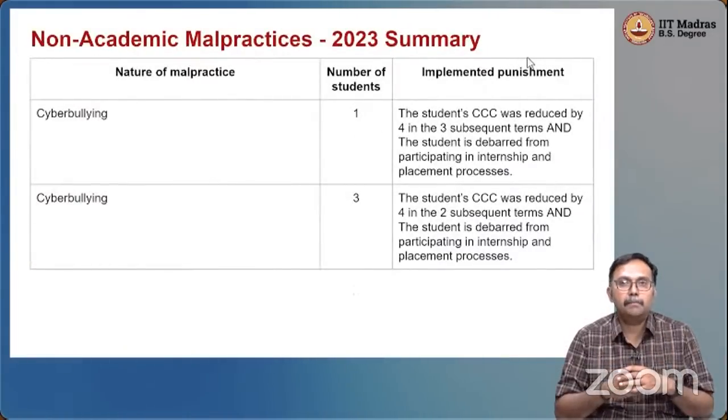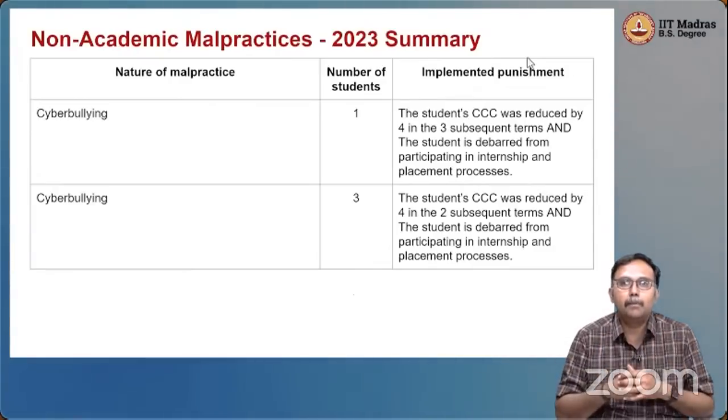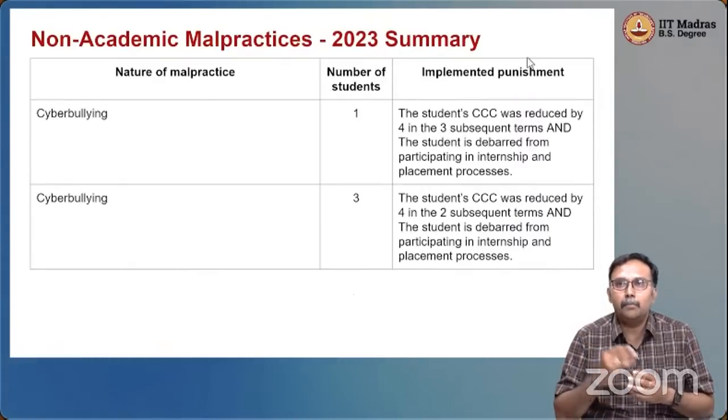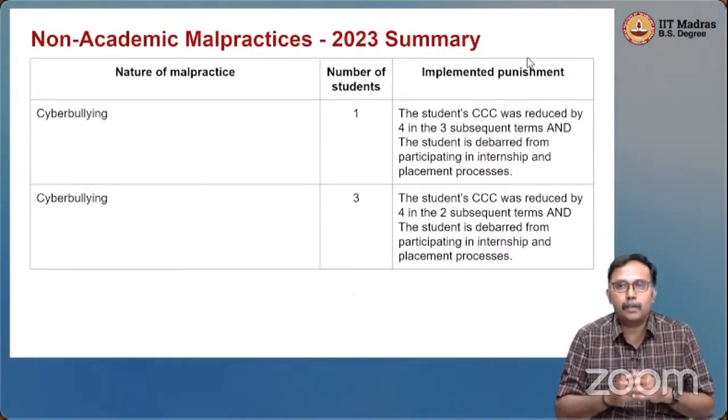In case of non-academic malpractices, we have had cases where we had to deal out very serious punishments. One of the students who was caught in the cyberbullying violation was penalized by reducing the CCC by 4 for the 3 subsequent terms, which means this student cannot register for any courses over the next 3 terms. And the student is also debarred from participating in internship and placement processes.